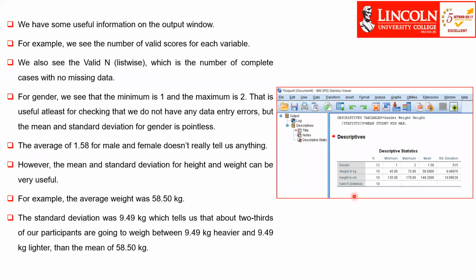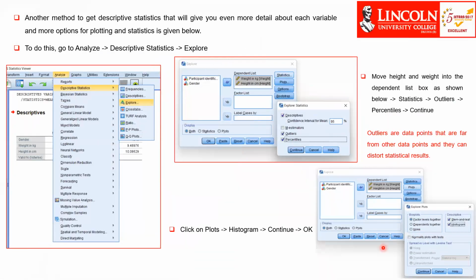this particular descriptive statistics. Another method to get descriptive statistics that will give you even more details about each variable, and more options for plotting and statistics, is using Explore. So how do you perform this Explore? You just go to Analyze, then click on Descriptive Statistics. Here you see we have Explore, another statistical analysis. When you click on this Explore, you come to this window.